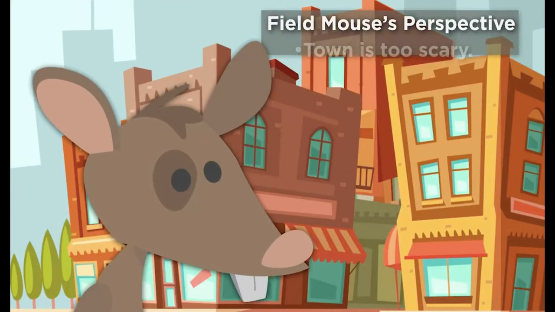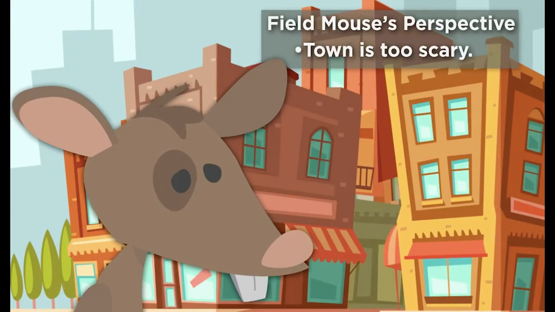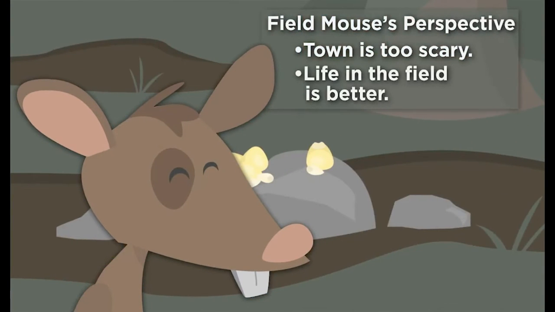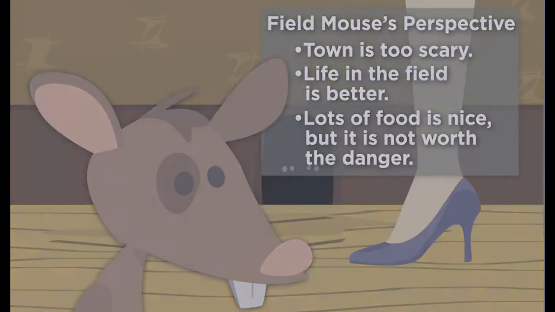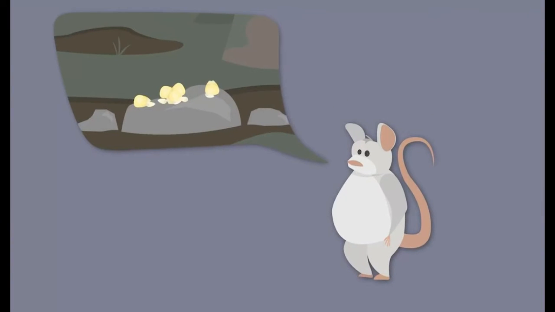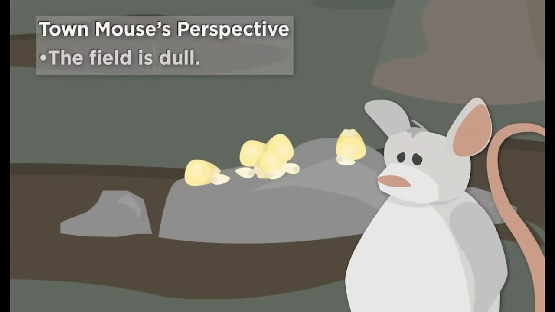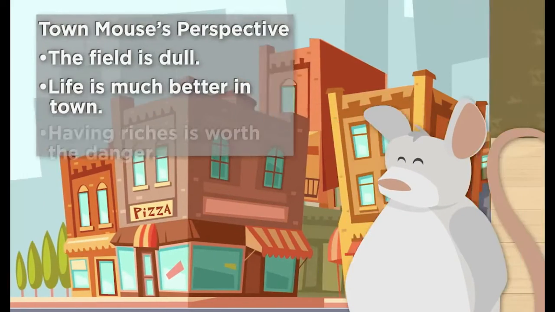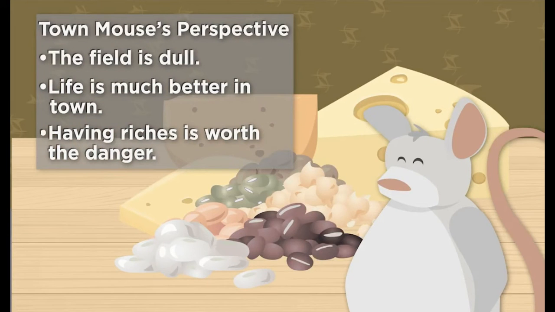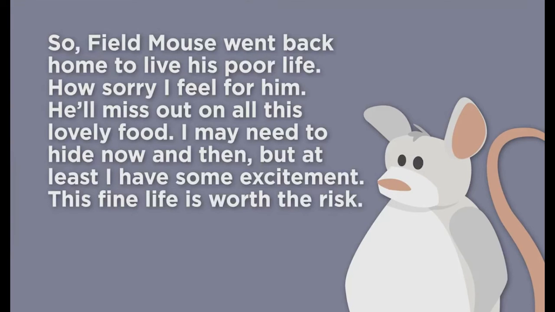He would feel that town is too scary. He prefers his safe home. The food is not worth the danger. However, Town Mouse might tell the story differently. He thinks the field is dull and life is much better in town. Having riches is worth the danger. If told from Town Mouse's point of view, the story would likely end this way.